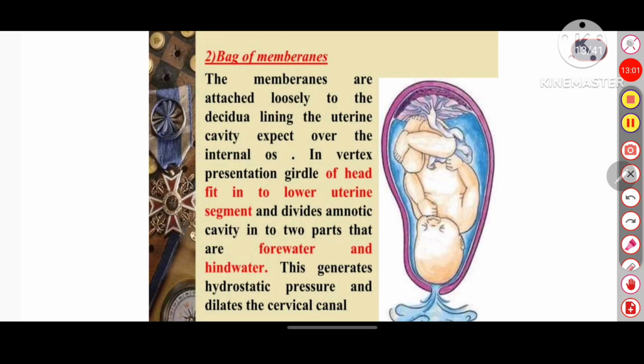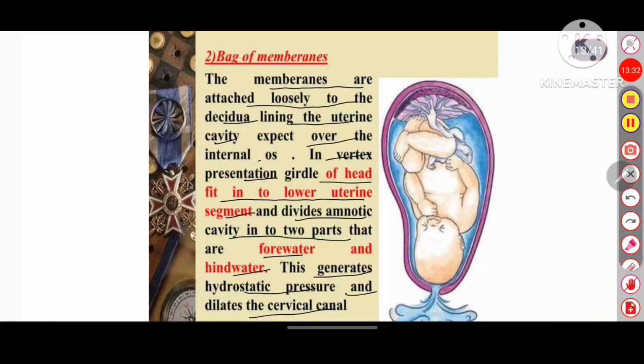Next is the bag of membranes. Here, the membranes are attached loosely to the deciduum, that is the lining of the uterine cavity, over the internal os. In the vertex presentation, the girdle of the head fits into the lower uterine segment and divides the amniotic cavity into two parts, that is the forewater and the hindwater. This generates the hydrostatic pressure and dilates the cervical canal.